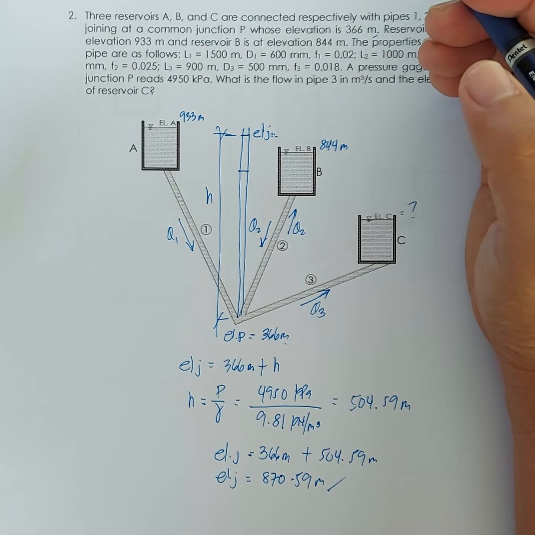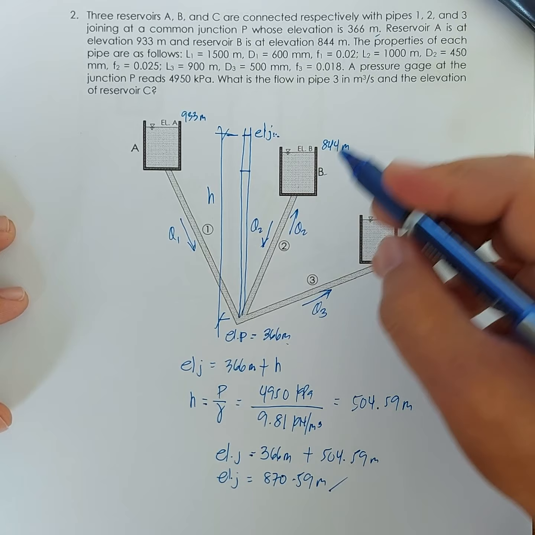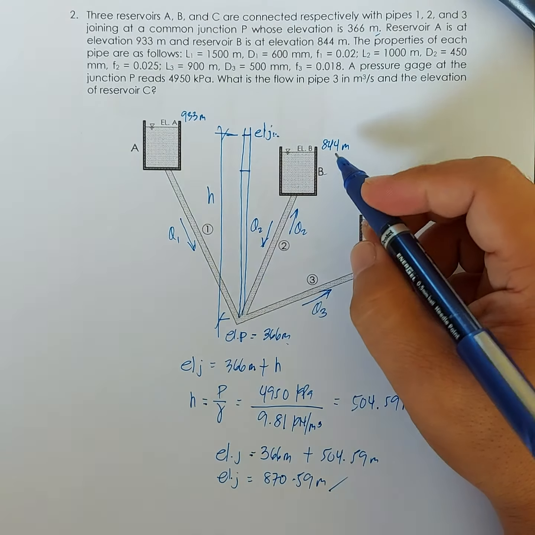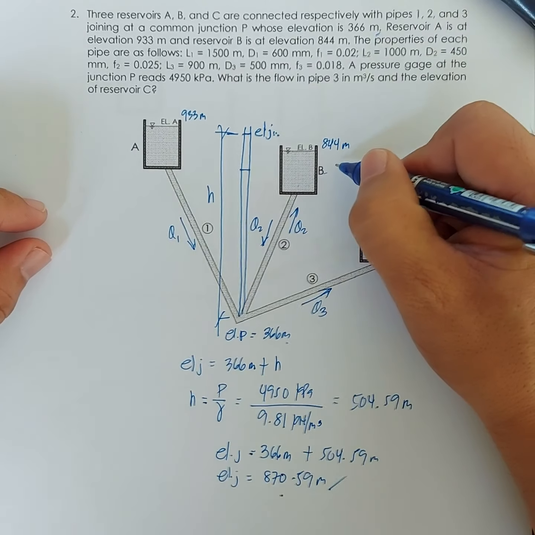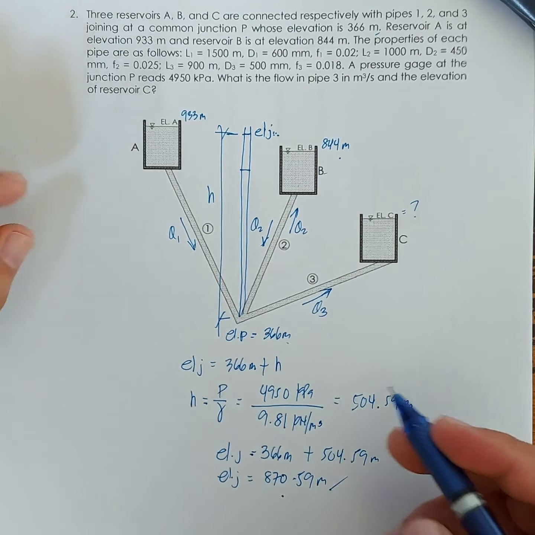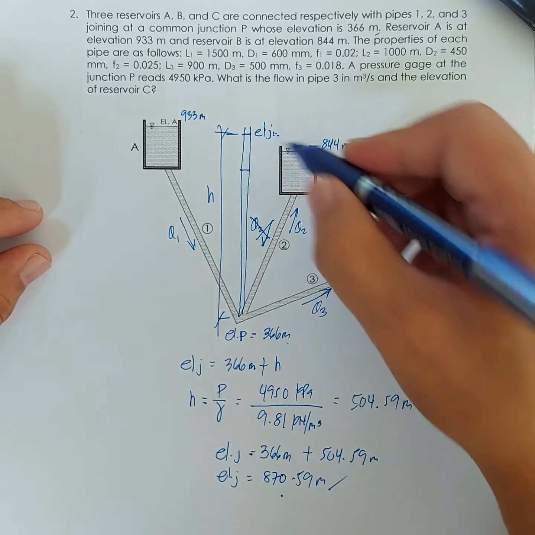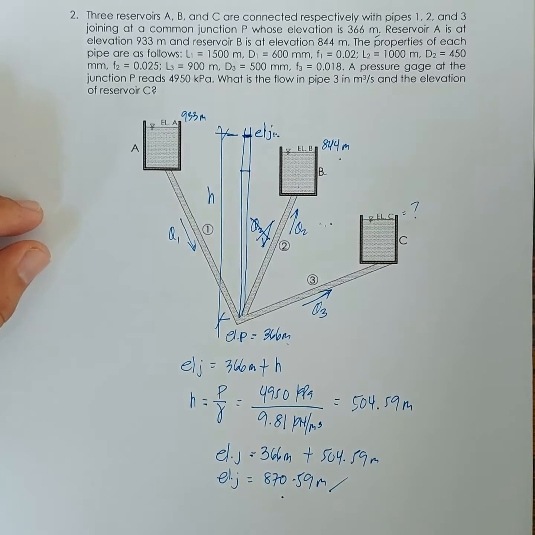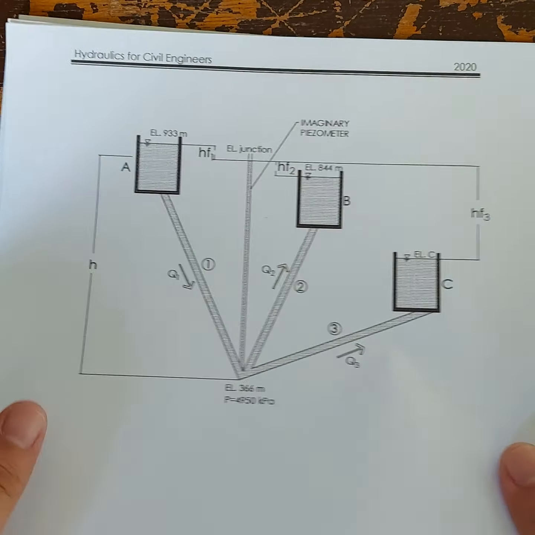Which means that it is higher than the middle reservoir B, which means that Q2 is going towards reservoir B. So 870.59 here, and this is 844. So obviously Q2 is going towards reservoir B. If that is the case, here is our piezometric reading, and we will be arriving at this figure. So let's just draw it.